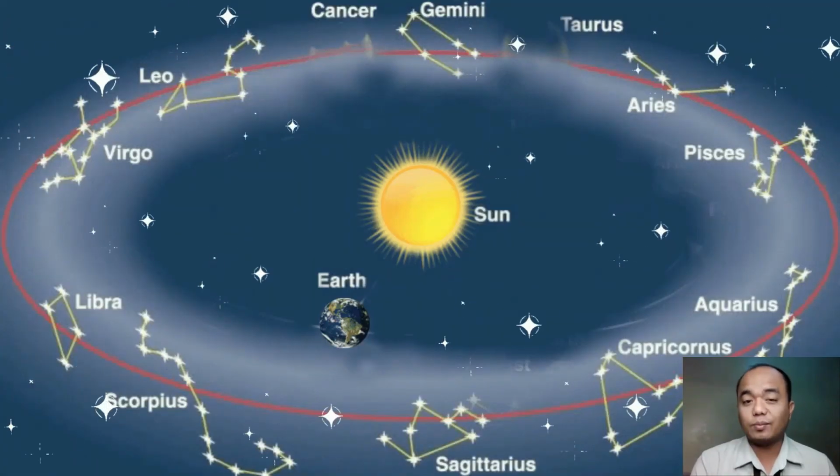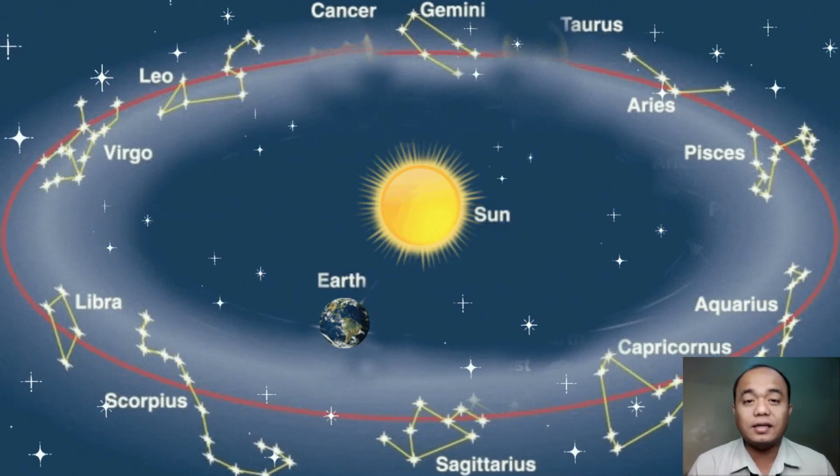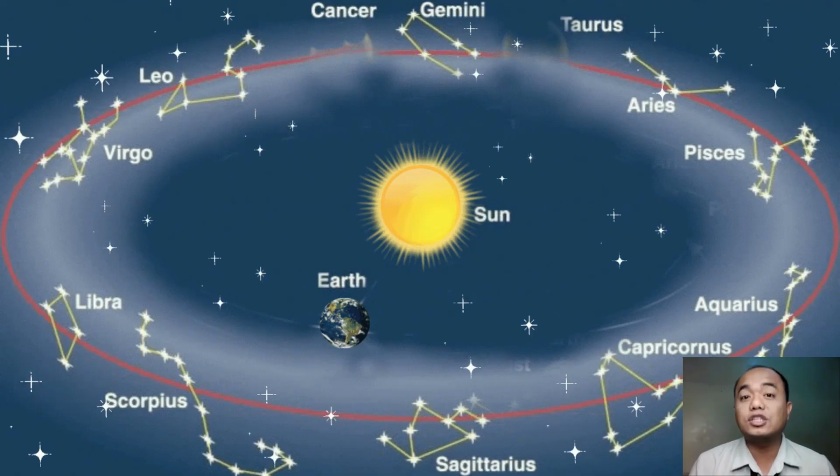If the earth is not moving, then each star will appear to be in the same place relative to other stars. Kung hindi gumagalaw ang mundo class, yung mga posisyon ng mga bituin natin ay hindi rin magbabago.